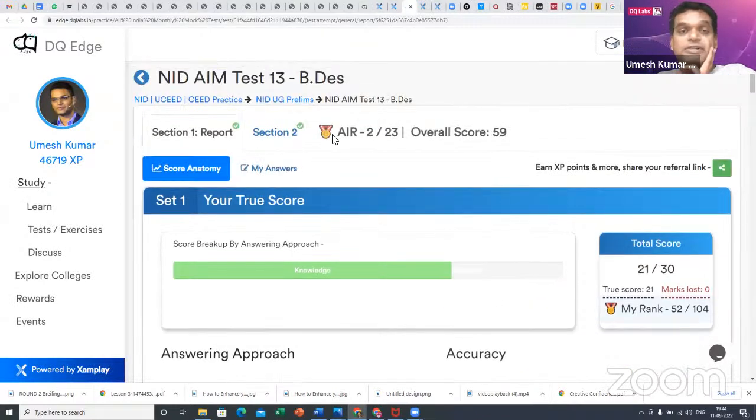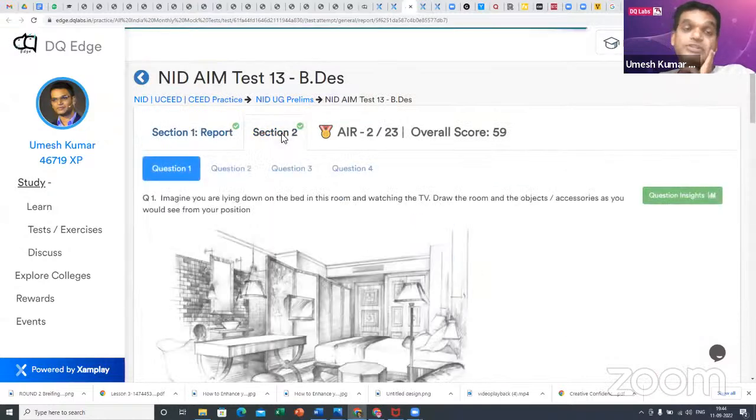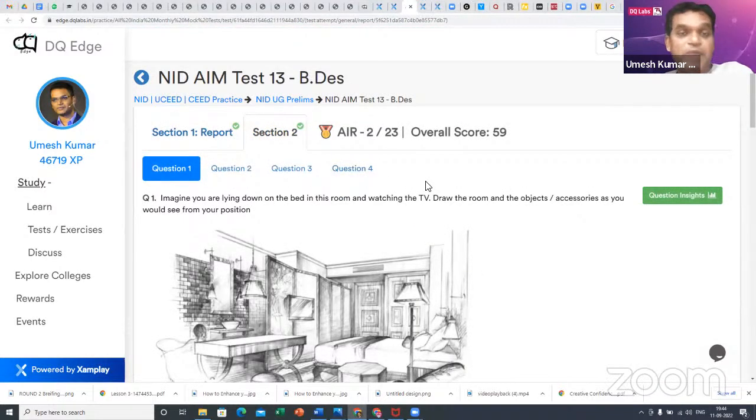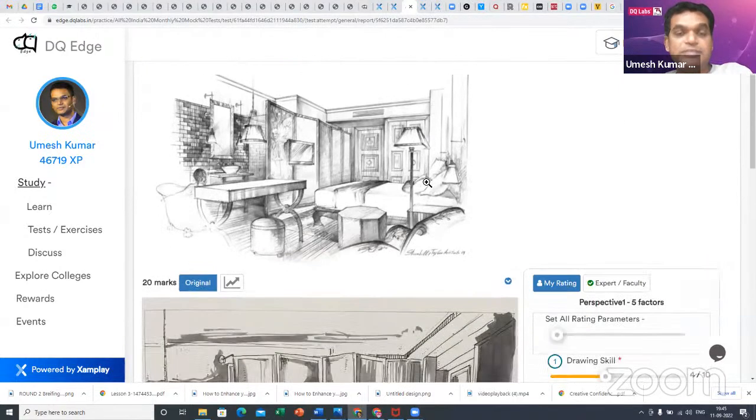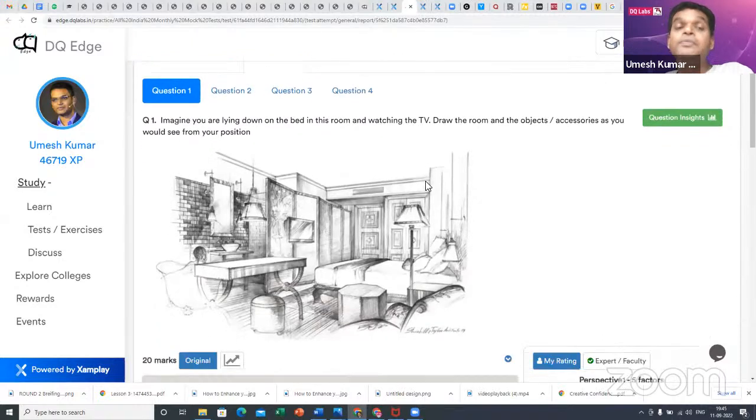All right. Let us look at the questions. So you have been given 4 questions, and I believe it's almost the same marks for each of the questions. So let us first understand question after question, and also let us review how they have to be answered. So the first question is, imagine you are lying down on a bed in this room and watching the TV. Draw the room and objects or accessories as you would see from your position.